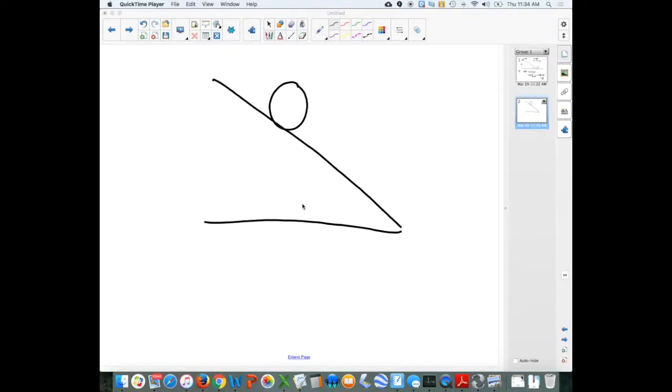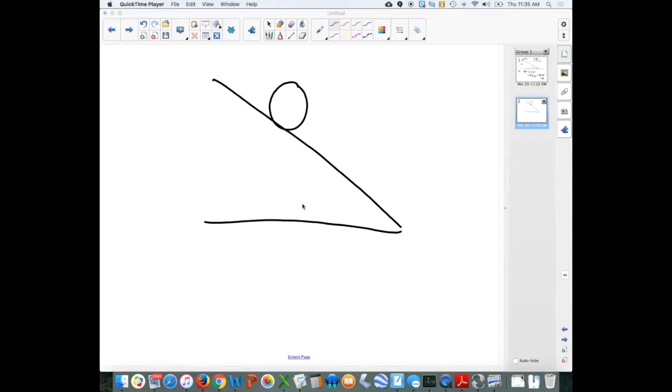So, back to the question. We have a ball or a hoop on an incline, and the question becomes, if I want to get the acceleration, what am I going to do? Free body diagram. So the trick here is we've got to be smart about where we draw our forces.